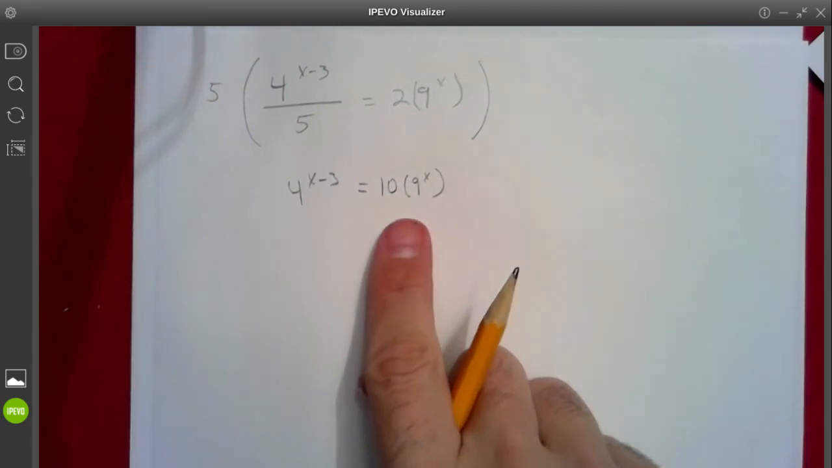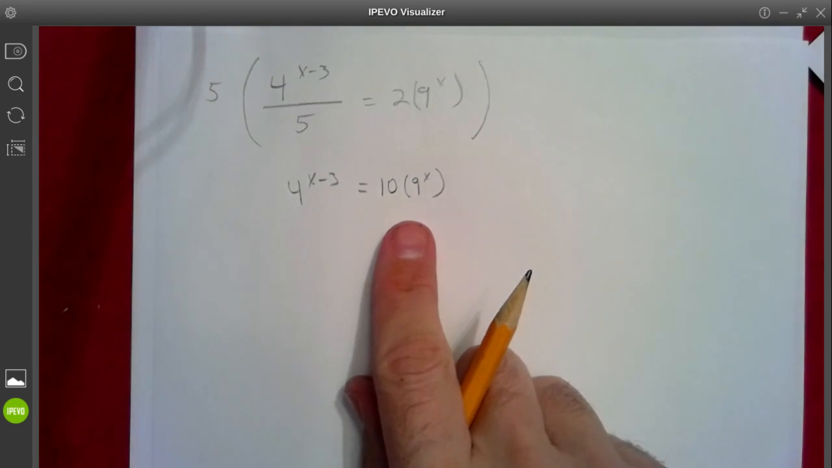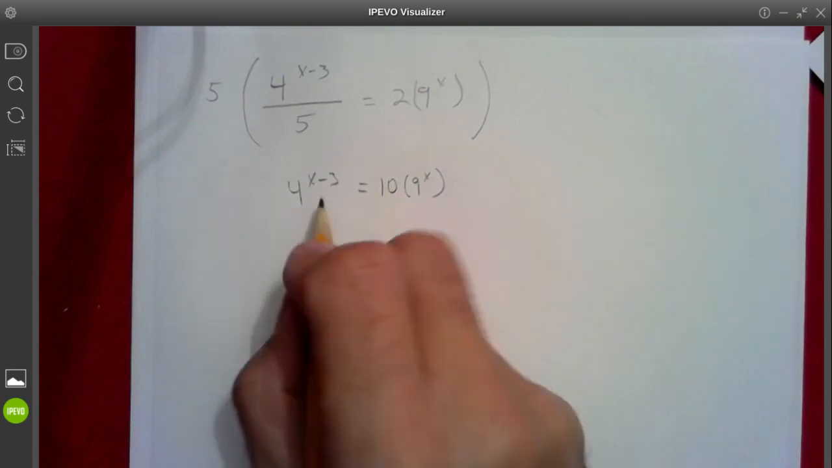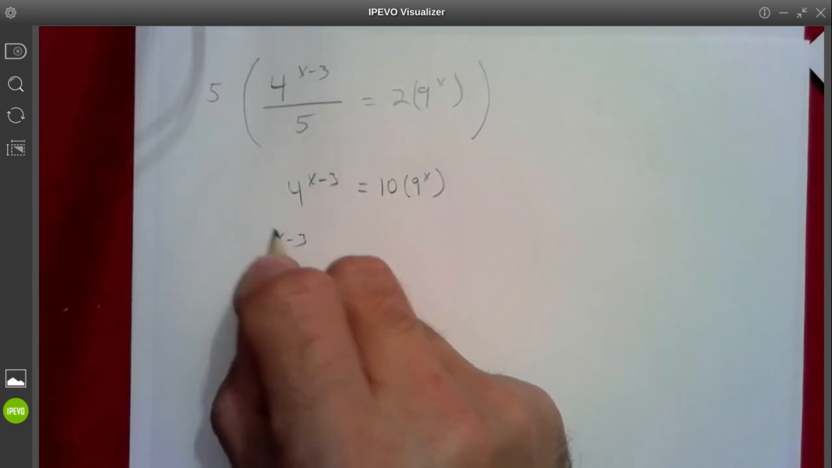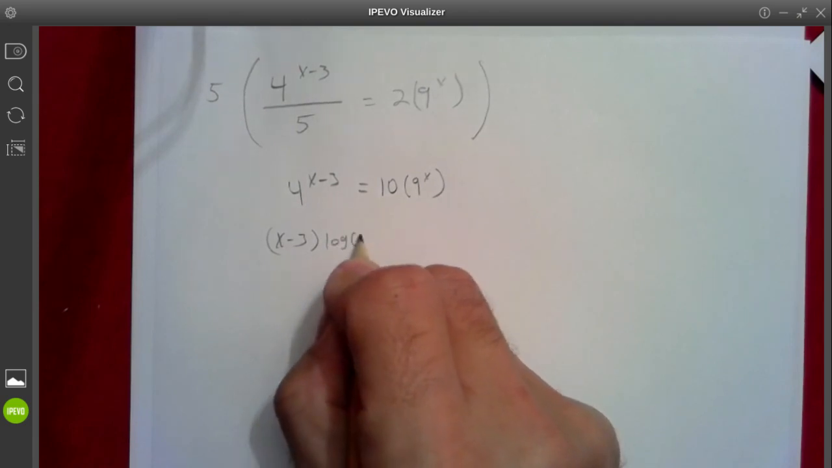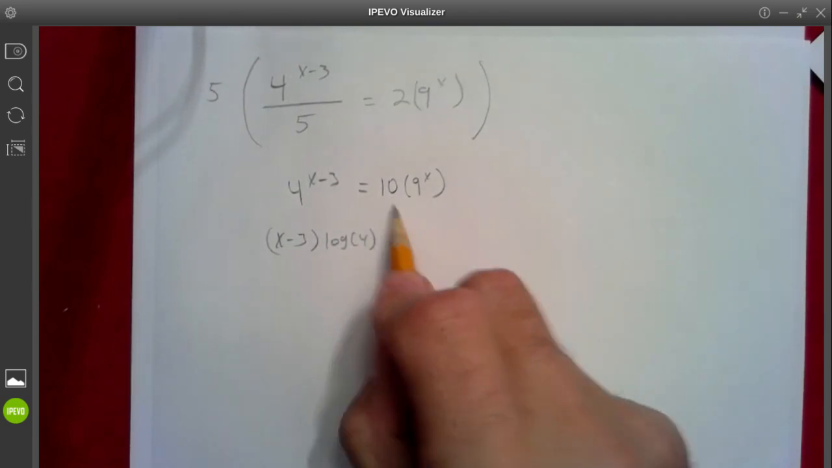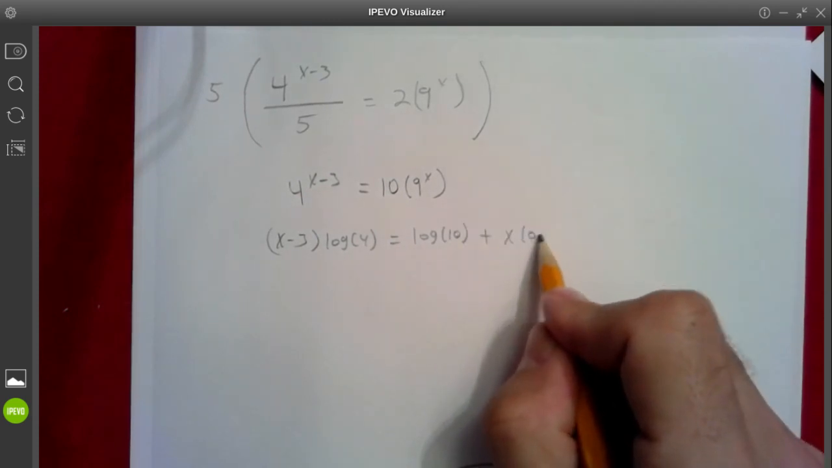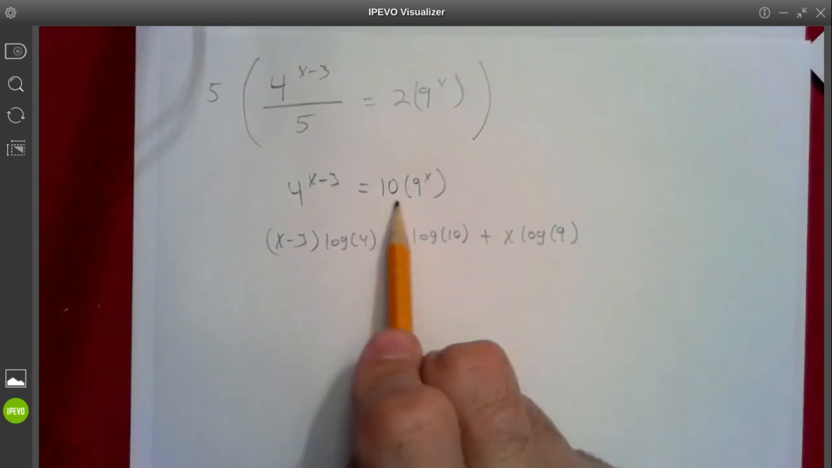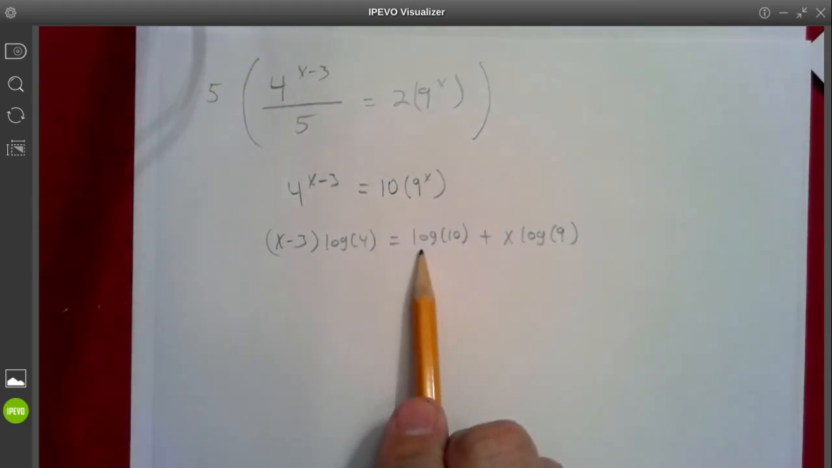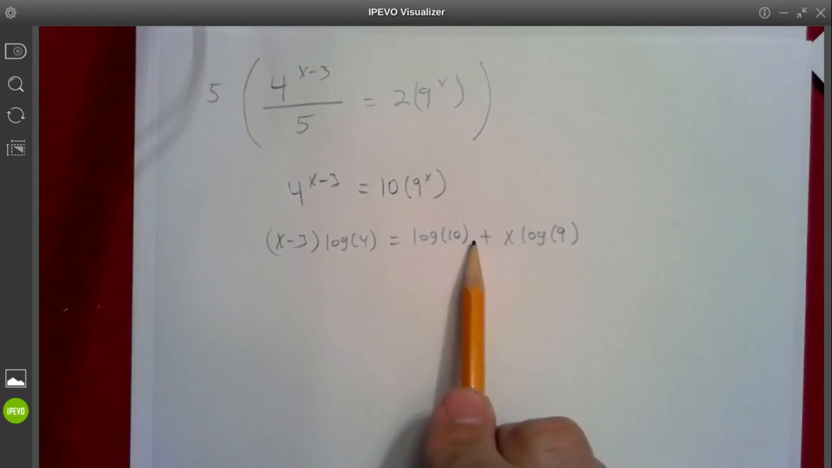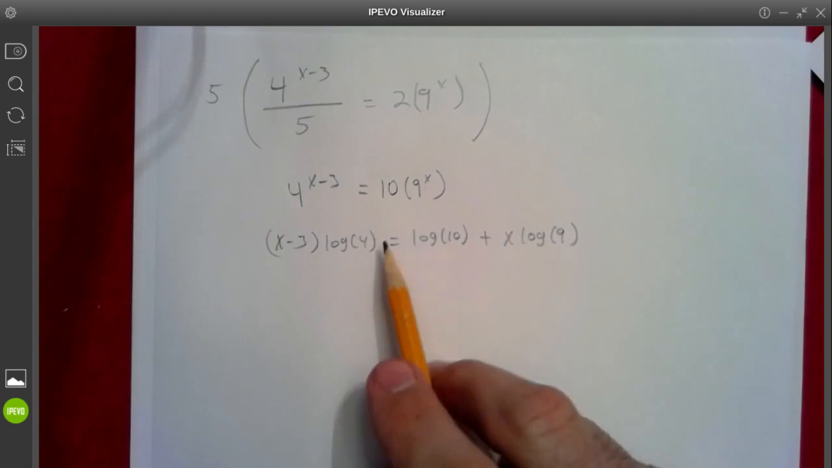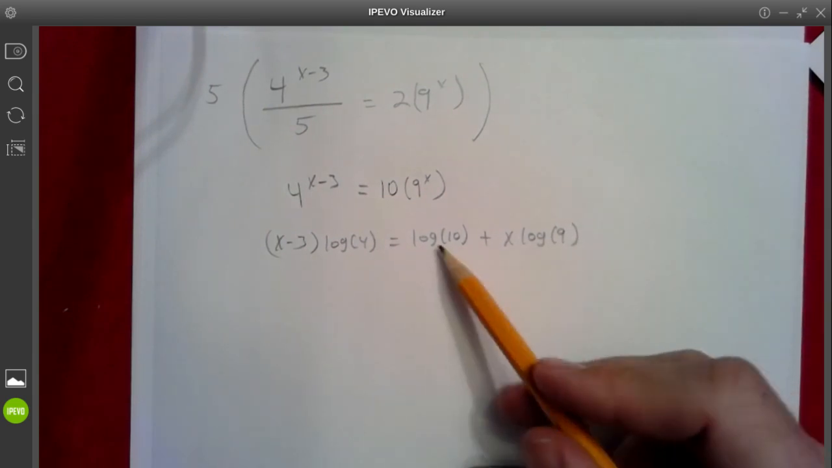This is going to make our life a lot easier when we go to take the log of both sides. Let's go ahead and take the log, bring down the exponent. You get x minus 3 log 4. It would be log 10 plus x log 9 whenever you take the log of this side. But the reason this is nice is because log 10 is just 1. The whole problem just gets cleaned up because you have less logarithms, and this is 1.